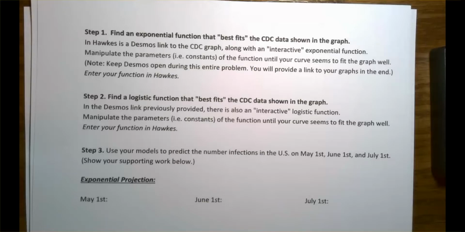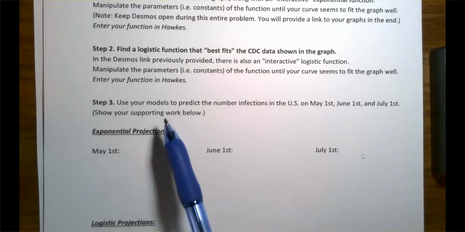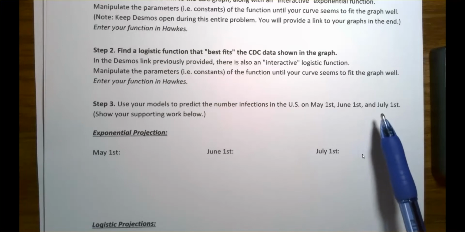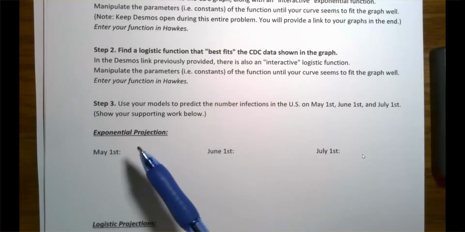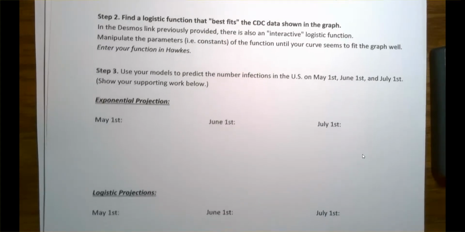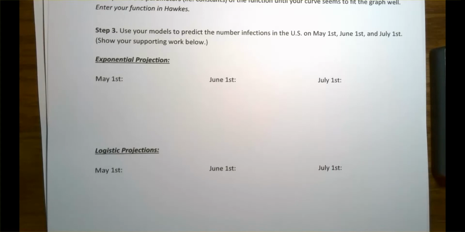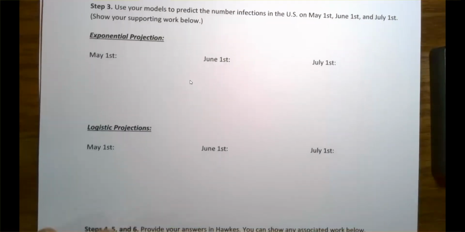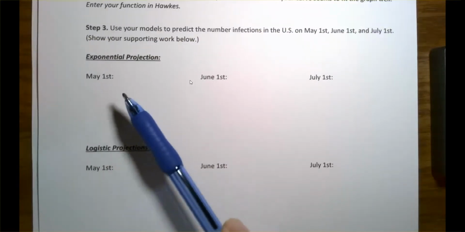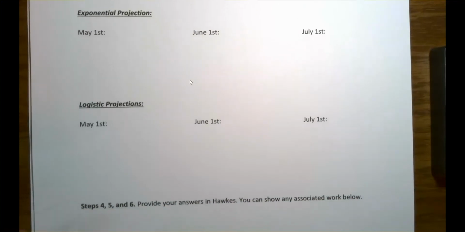When you're done with that, you're going to use your function to make some projections. It says use your models to predict the number of infections in the United States on May 1st, June 1st, and July 1st. And so here's where you can show your work as to how you're calculating that. Just use your calculator, get those calculations for both the exponential projection and for the logistic projection. And once you've calculated all those values, you're going to see quite a bit of difference. Maybe May 1st might not be as different for the two, but you should see further and further separation.